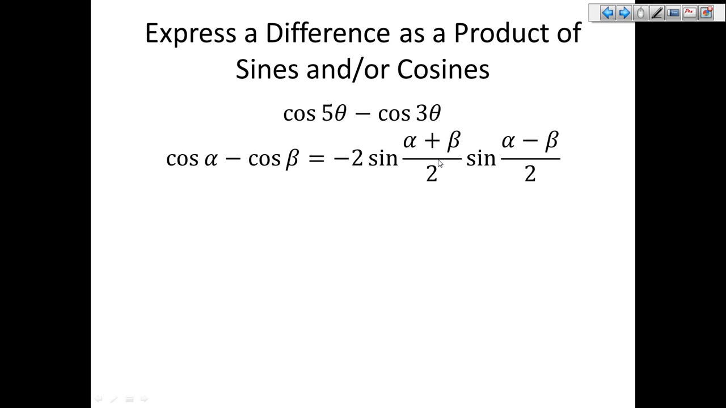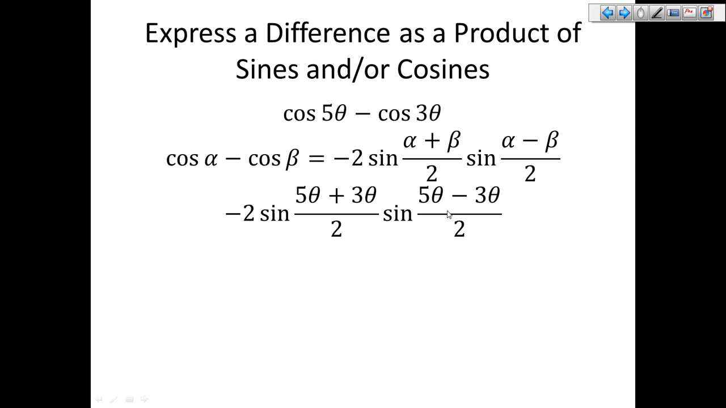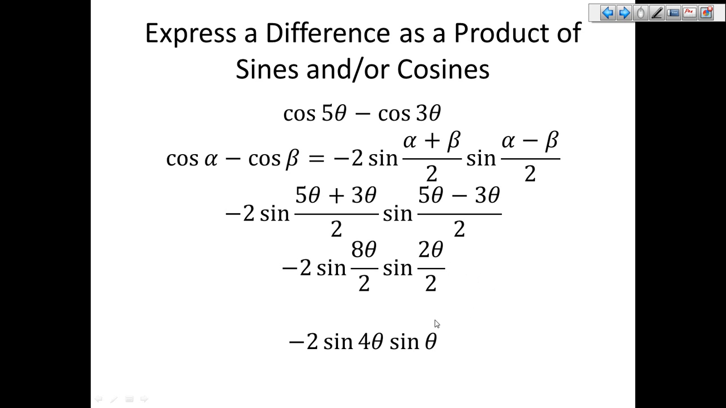Don't do it. That's why I suggest you don't mess with it. Plug in your first angle for alpha, plug in your second angle for beta. Just don't mess with it. Okay, so we go ahead and plug in the 5 theta and the 3 theta for our alpha and our beta. And then I just need to simplify. And obviously I can take it one step further with this. Alright, there we go. So there is our answer. It's a product of sines in this case, but depending on what they give you, you might be writing a product of cosines.